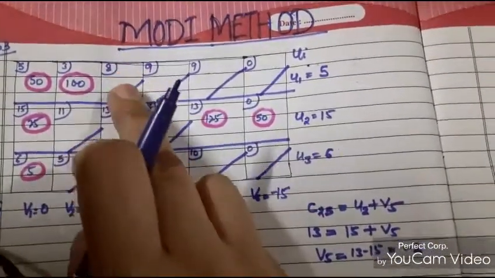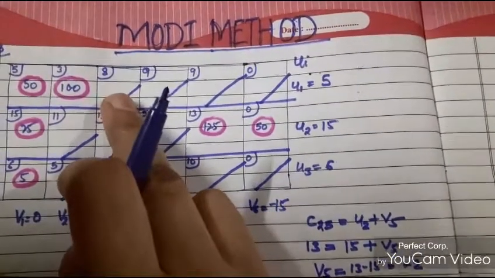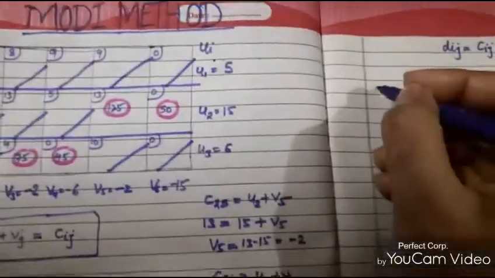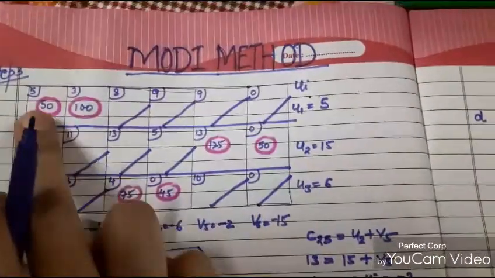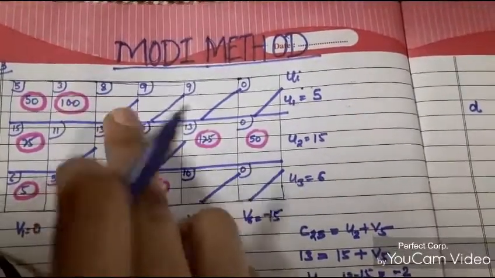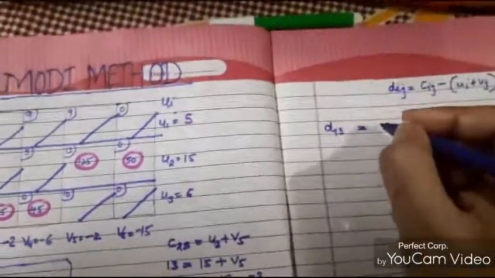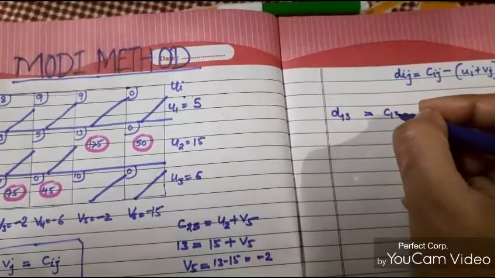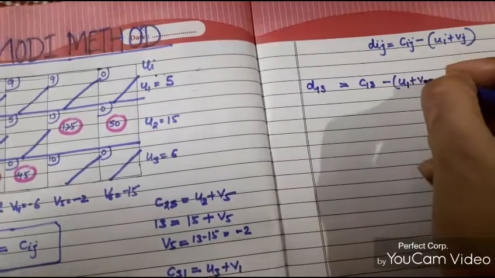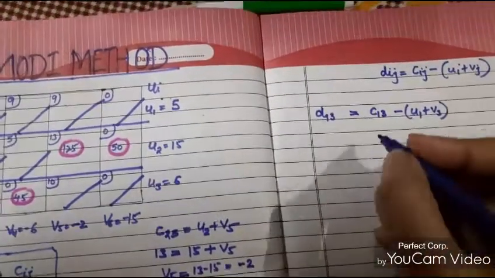For this cell, we will start from this cell. This is the first unoccupied cell, in the first row and third column. So we have to find D13. We have to find D13. So we have to write C13 minus U1 plus V3. Is it right? Okay, let's find the value.